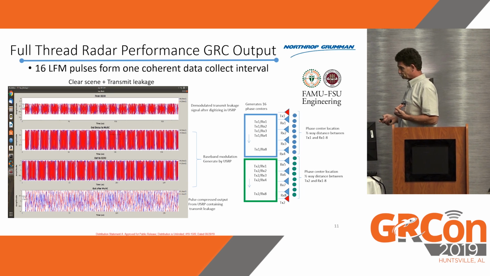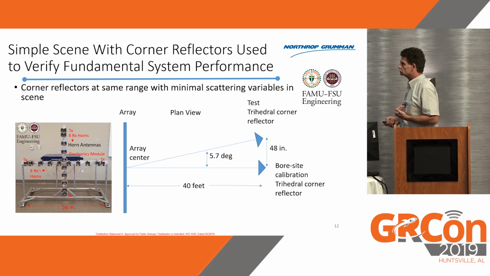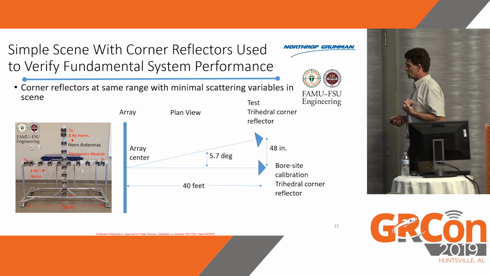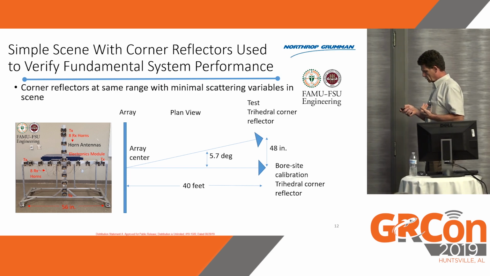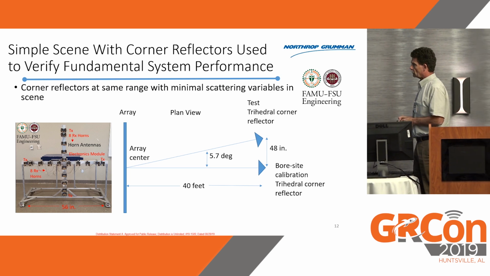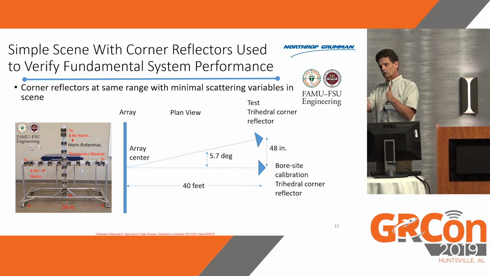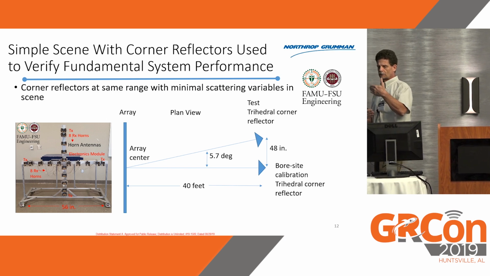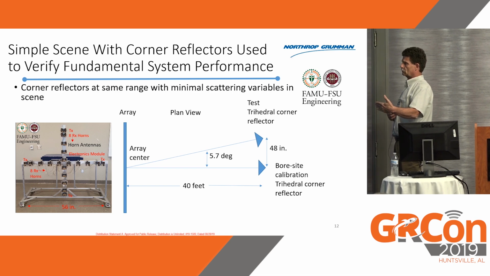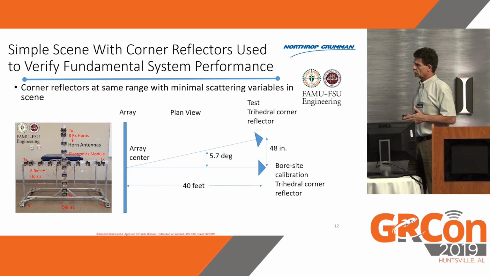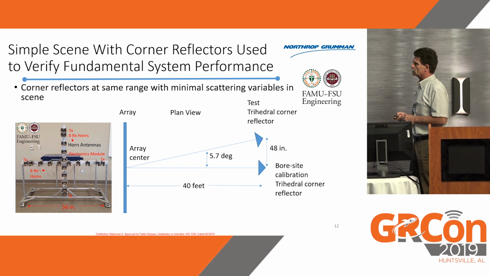So now if you say, okay, that appears to be working, let's set up a scene where we'll have a corner reflector at boresight, and then we'll put one off at an angle and see if we can discern those things spatially and also verify that they're at the correct range. So we're going to look at the 3 dimensions of fundamental capability here.